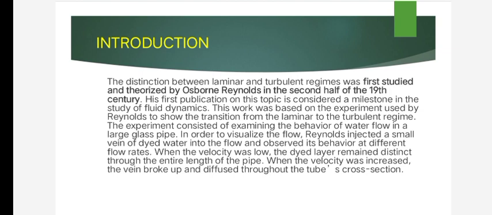In order to visualize the flow, Reynolds injected a small vein of dyed water into the flow and observed its behavior at different flow rates. When the velocity was low, the dyed layer remained distinct through the entire length of the pipe. When the velocity was increased, the vein broke up and diffused throughout the tube's cross section.